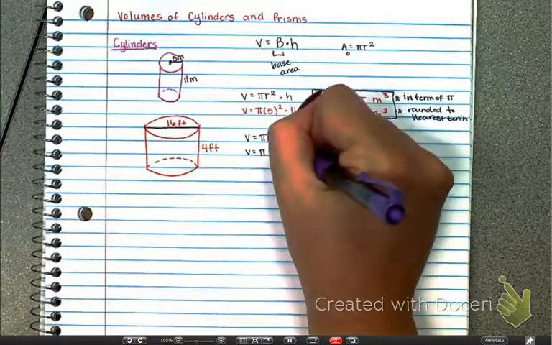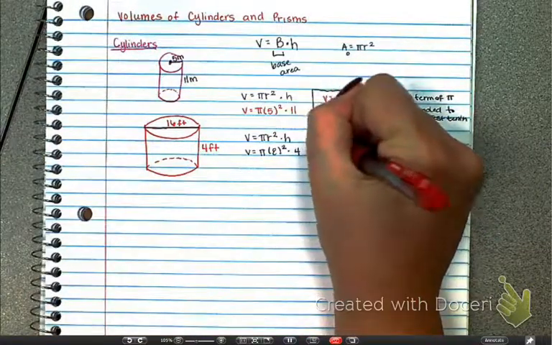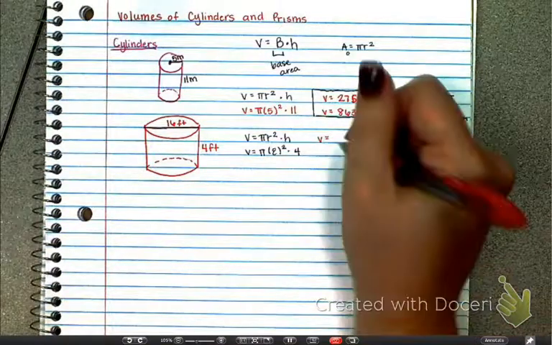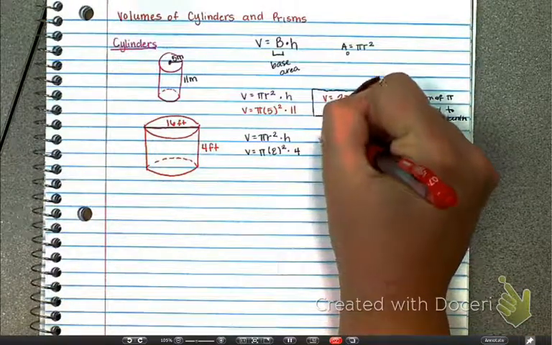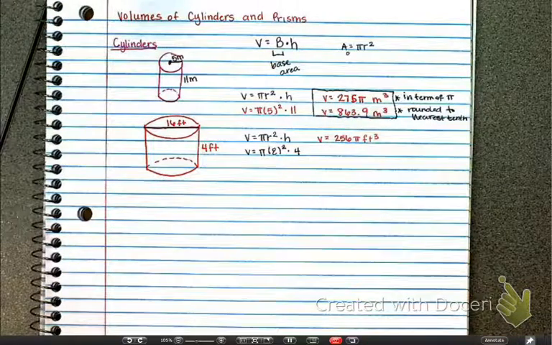4. So in your calculator, in terms of pi, 8 squared is 64 times 4 is 256 pi feet cubed. You should have feet cubed. That's right.